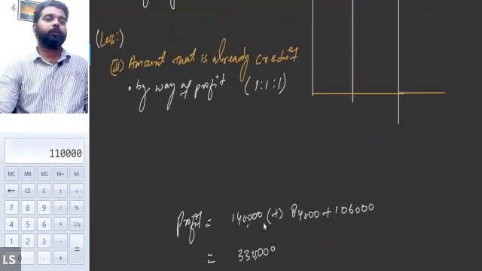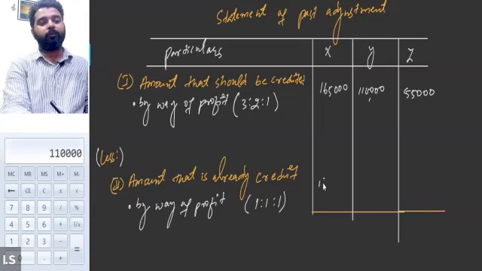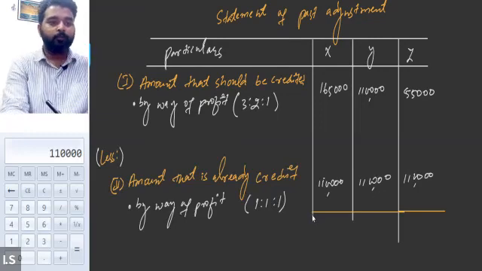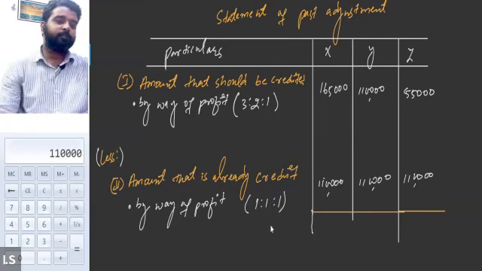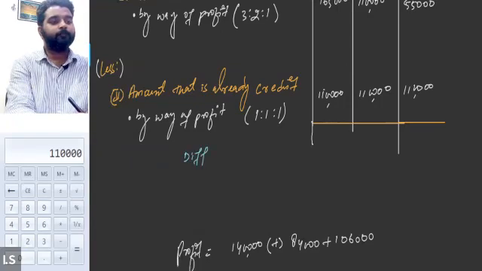Okay, so the amount was credited in their accounts equally, so all the partners must have got 1,10,000 in their accounts. Right now, is that clear, everyone? Now let's find out the differences. Let me show you how differences will be calculated.